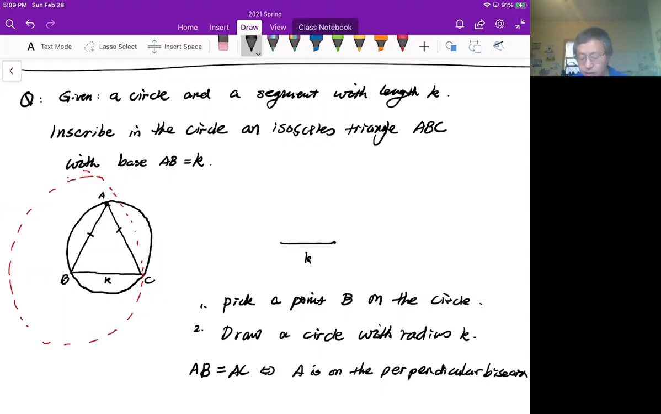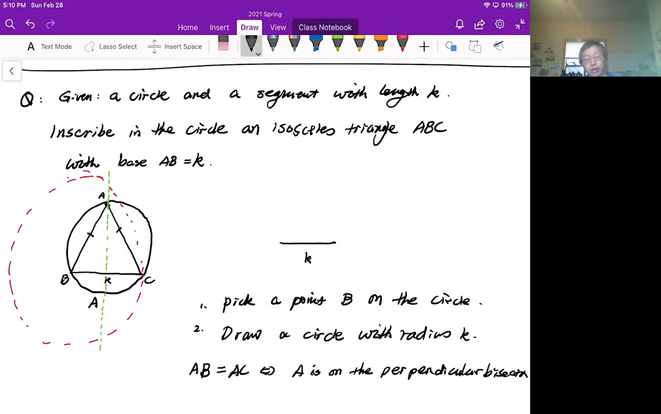Okay, that's very easy. So I'm going to use a green one. The green one will be the perpendicular bisector. And I'm done. So basically, we have two choices of A, right? A could be on the top, or A could be on the other side. So another A could be here. So we have two different ways to draw such a triangle. Does it make sense?